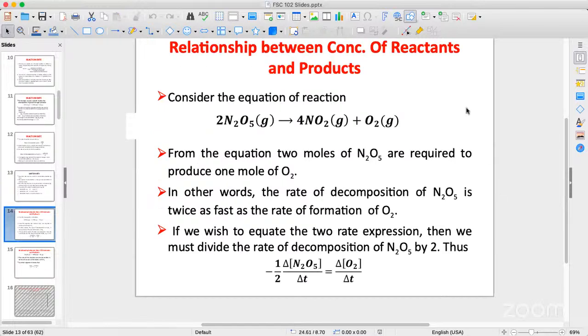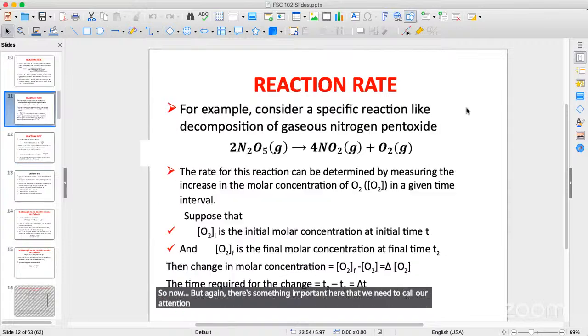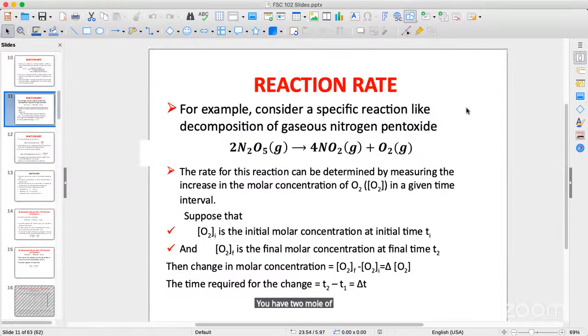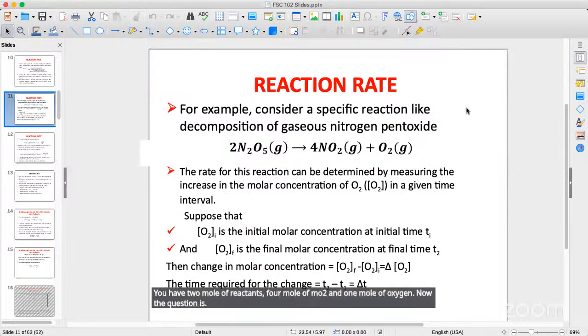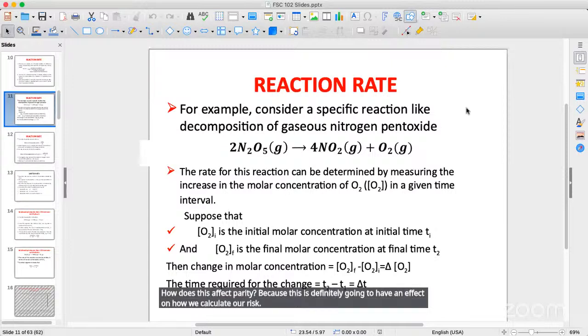Now, there's something important here that we need to call our attention to. If you look at this very well, the mole ratios are different. You have 2 mole of reactant, 4 mole of NO2, and 1 mole of oxygen. The question is, how does this affect our rate? Because this is definitely going to have an effect on how we calculate our rate, and we'll explain why this is so.